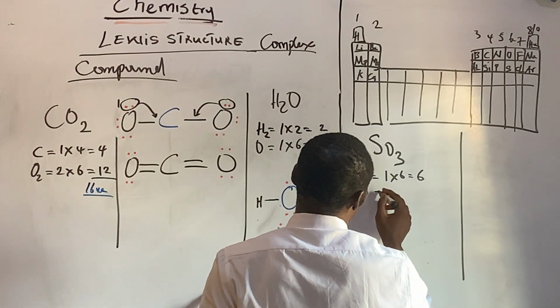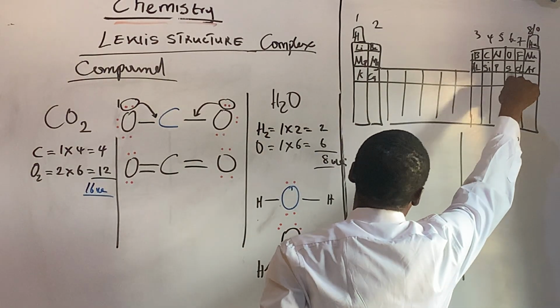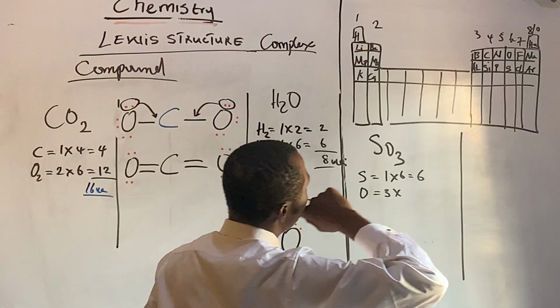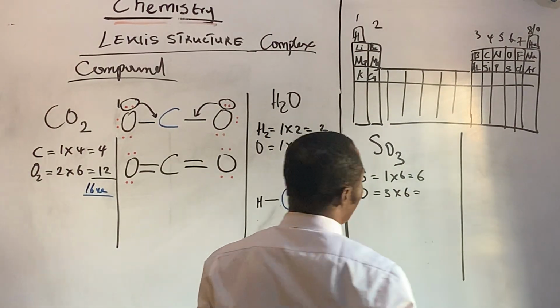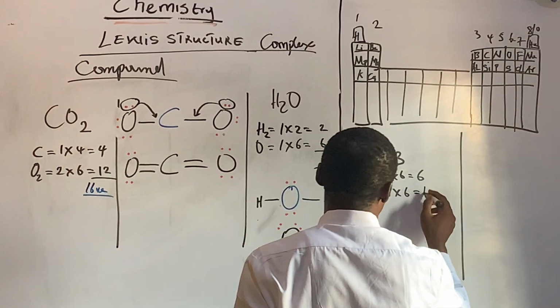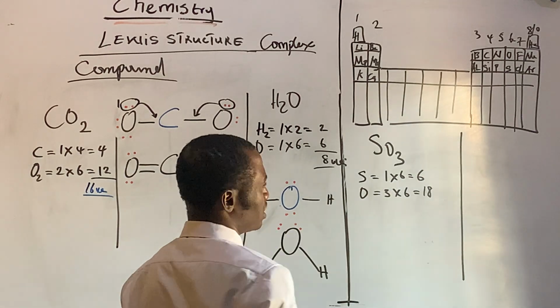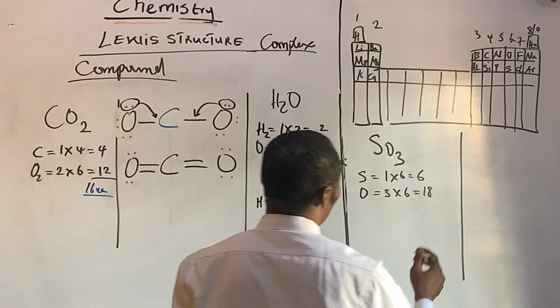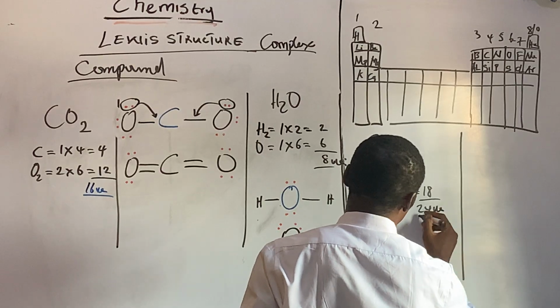Oxygen. How many oxygen do I have? 3. What's the valence of oxygen? Oxygen and sulfur is the same thing, 6. 3 times 6. 3 times 2 is 12 plus 6, that's 18. So I have 18 valency electron. And if I add 6 to 18, that will give me 24. So I have 24 valency electron.